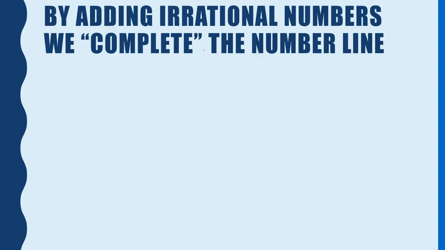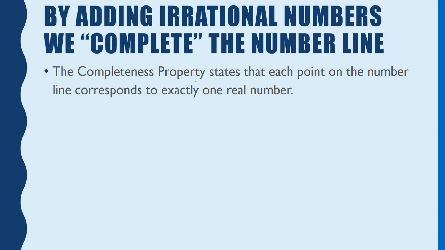By adding irrational numbers, we complete the number line. If we just have a number line, if we're just doing counting numbers or integers, we have a lot of empty space in between each one. And we can fill those in with some of our rational numbers like 1/2 or 1/3. But there's spaces in between there that are not rational numbers. In between 3.14 and 3.15 is pi, 3.14, and it keeps going. So by using irrational numbers, we now can complete our number line. The completeness property states that each point on the number line corresponds to exactly one real number. That's rationals and irrationals included.